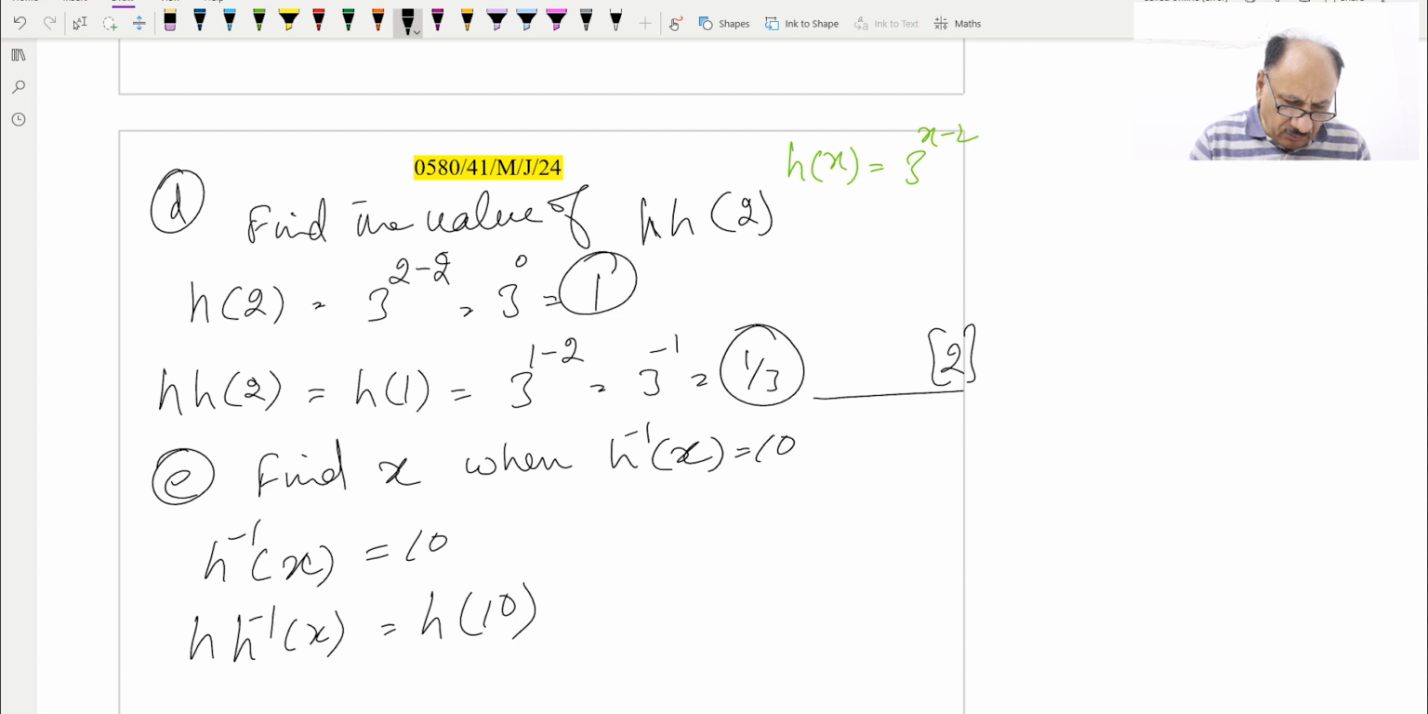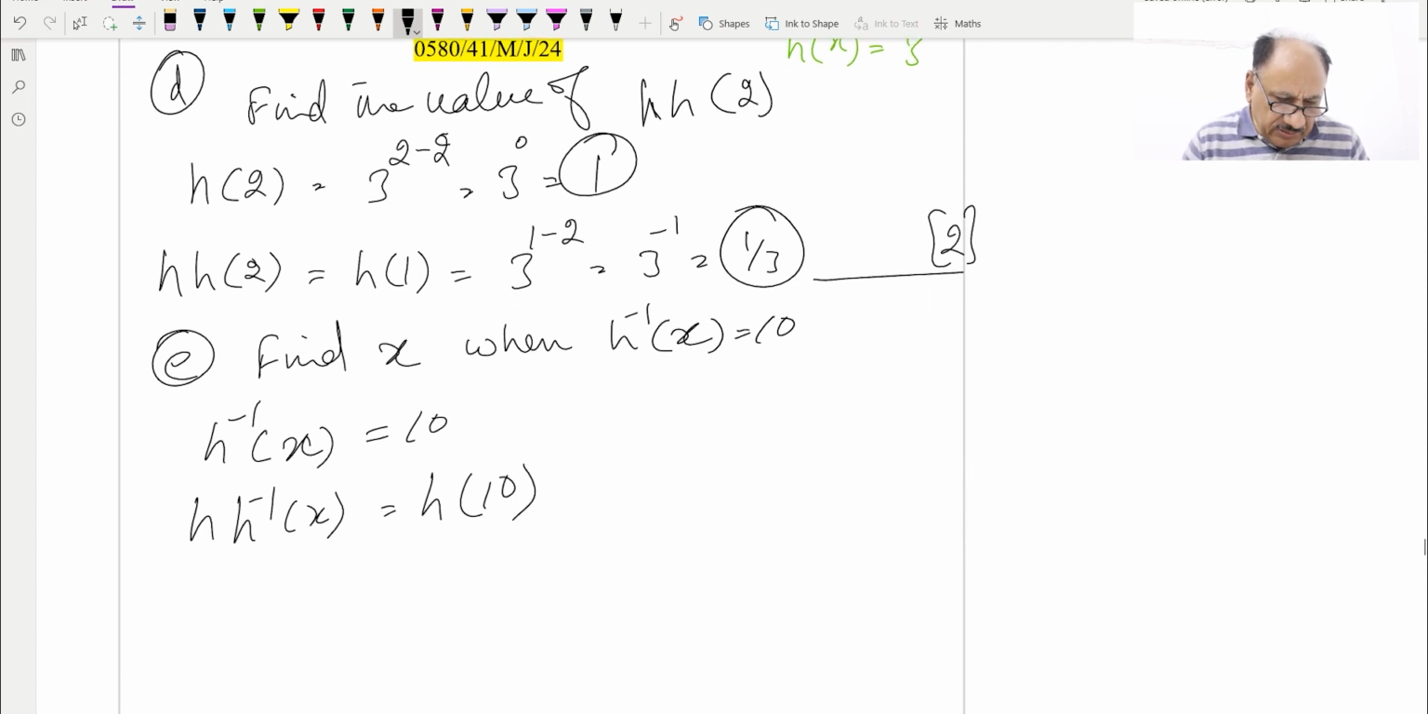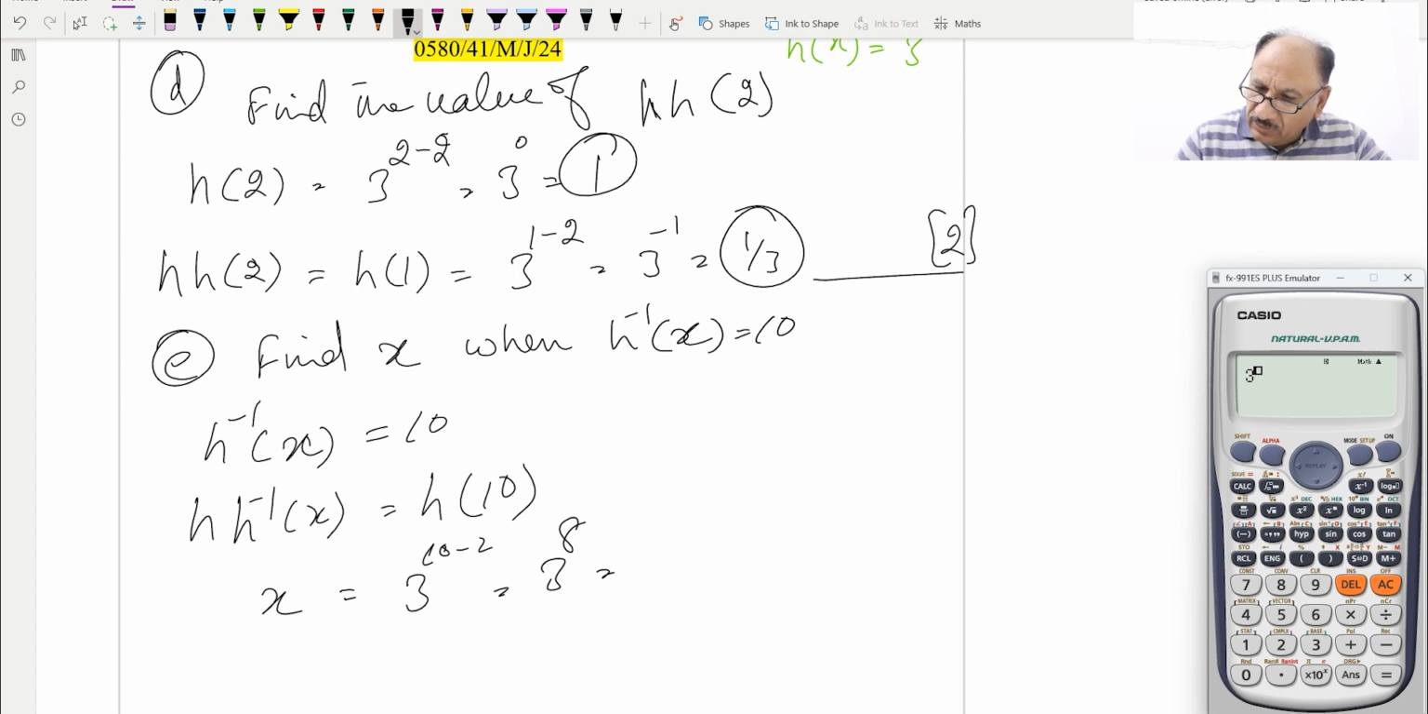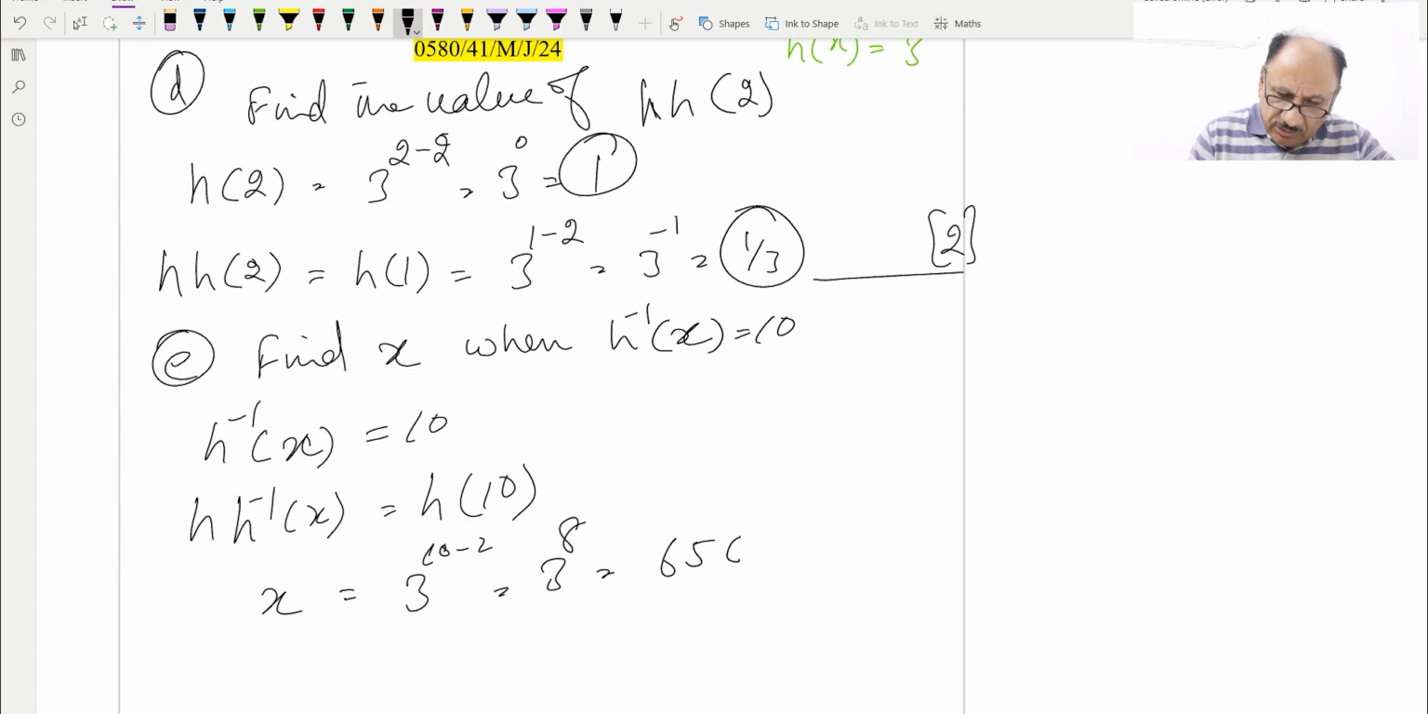We have taken h on both sides, and this side will be what? This side will be x, because h and h inverse cancel each other. So we will just take x on this side, and the other side will be h of 10, which is 3 raised to the power 10 minus 2, which is equal to 3 raised to the power 8, and 3 raised to the power 8 will be 6561. This will be the final answer, and this is for 2 marks.